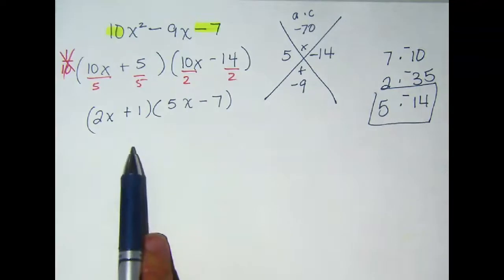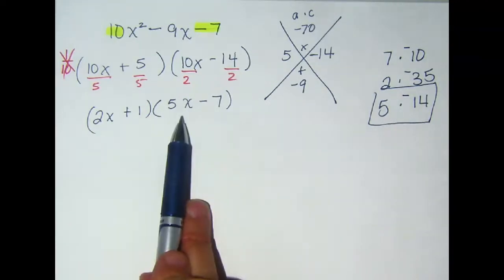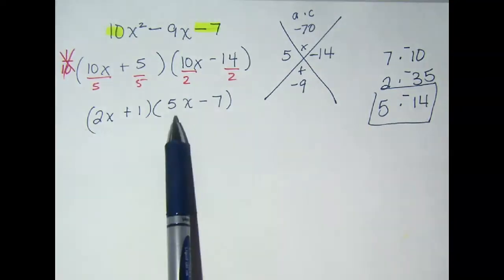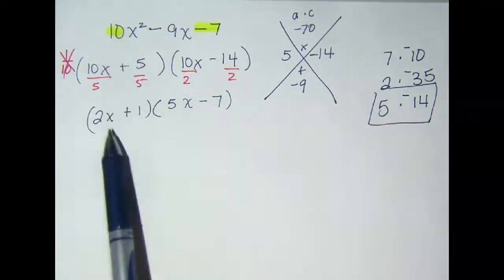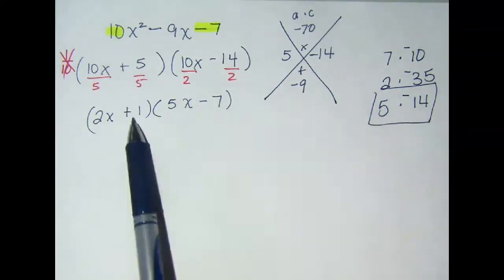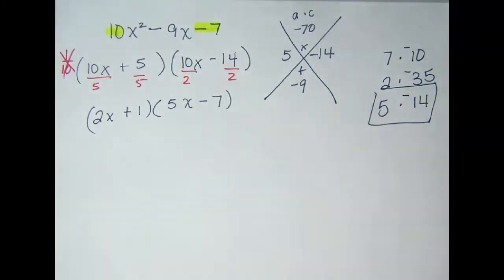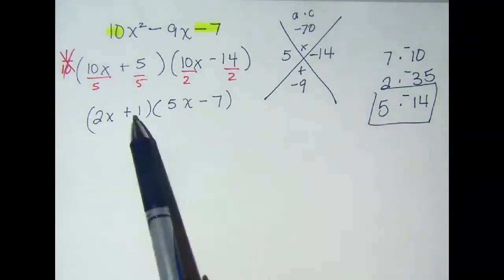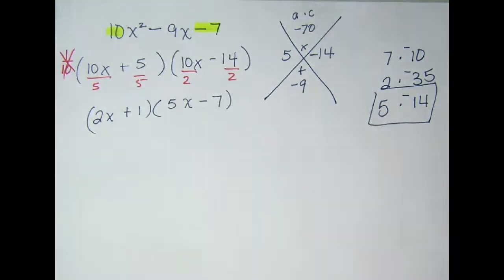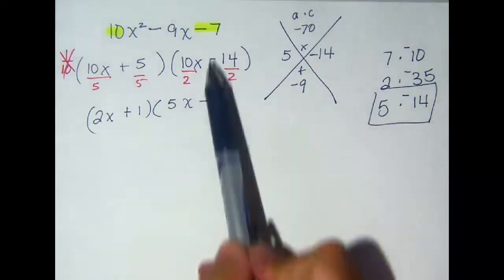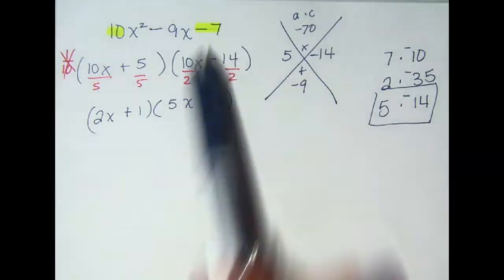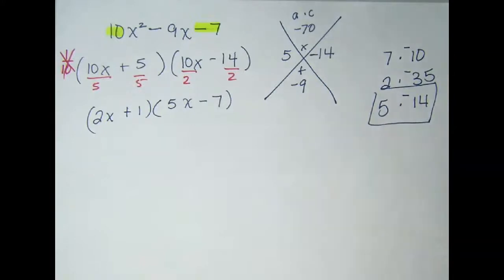And now I can check it. First things first. So I've got 2x times 5x is 10x squared. My outsides and my insides have to equal my middle. So negative 14x plus 5x is negative 9x. And then my last times last gives me last. So 1 times negative 7 is negative 7. So I was able to factor that, and that's what I used in the prior problem.